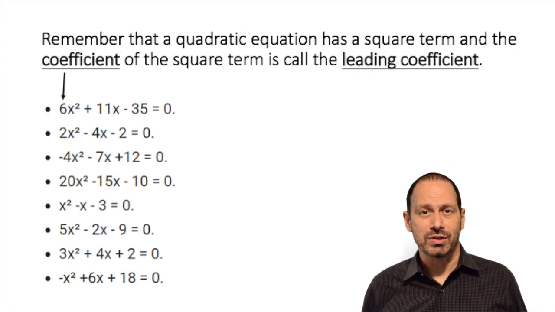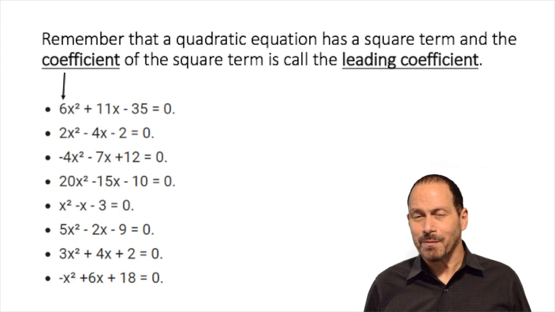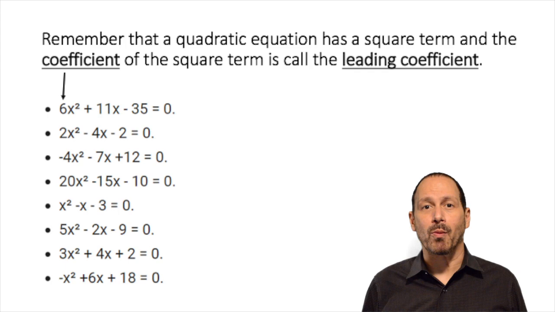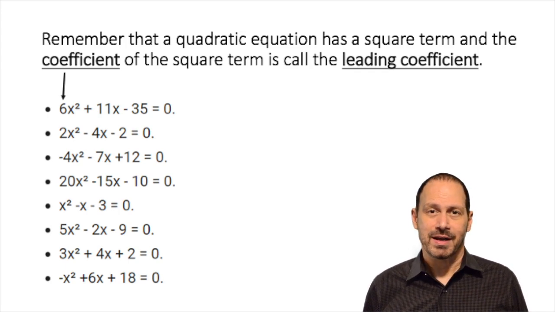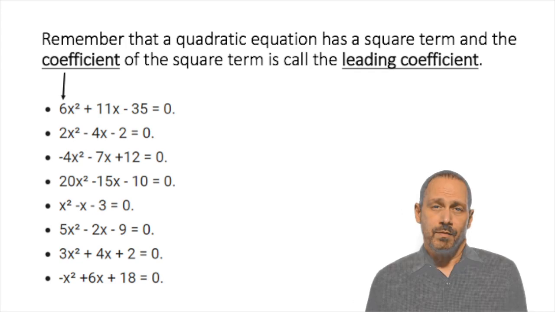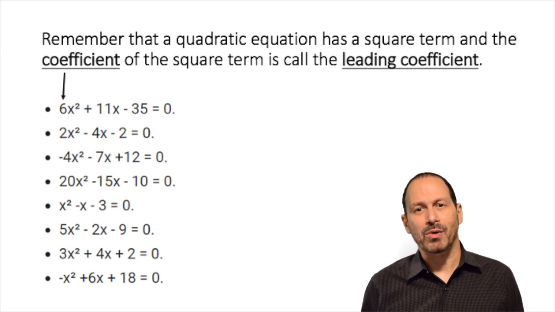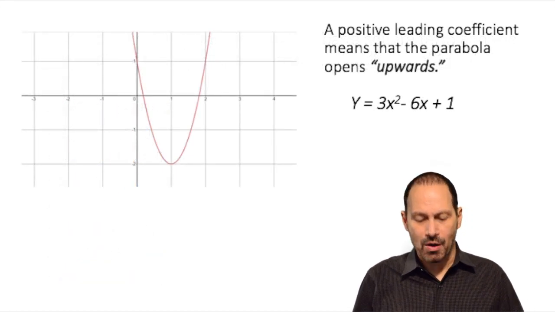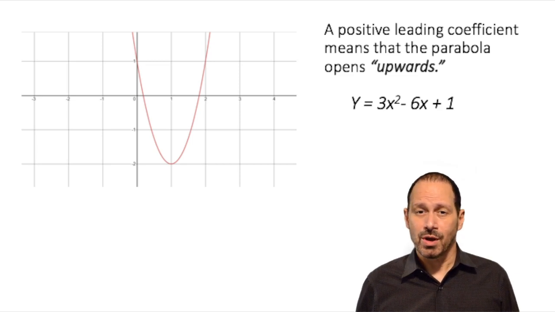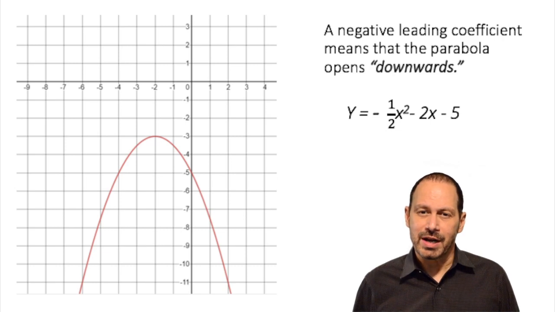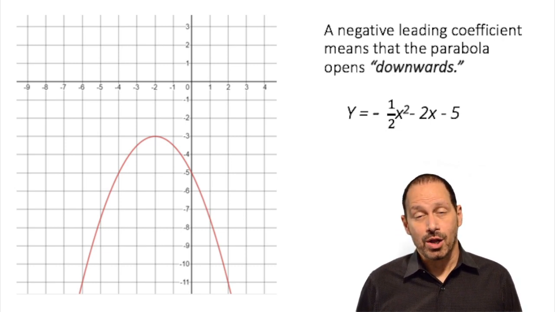or downwards. A positive coefficient means that the parabola is going to open upwards, while a negative coefficient means that it's going to open downwards. For example, here you have a parabola with leading coefficient 3. Notice how the parabola opened upwards, while here we have a leading coefficient negative 1/2. And notice how the parabola opens downwards.